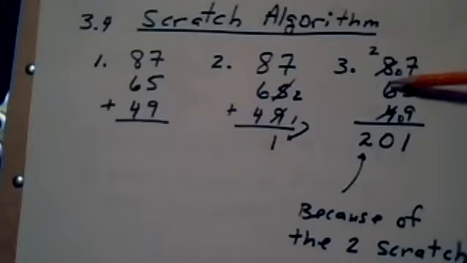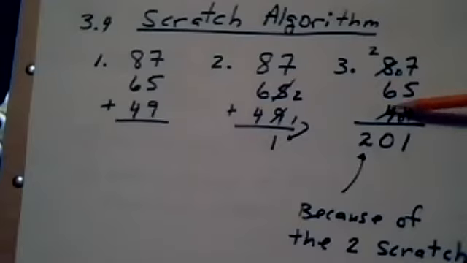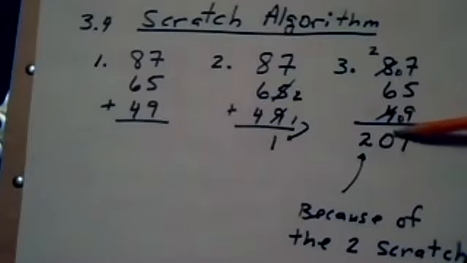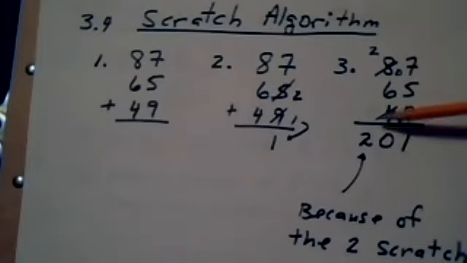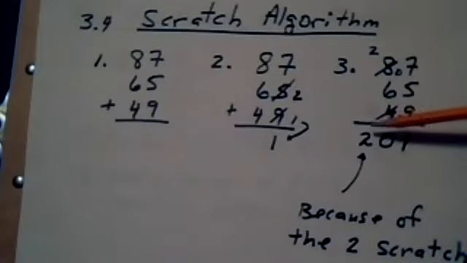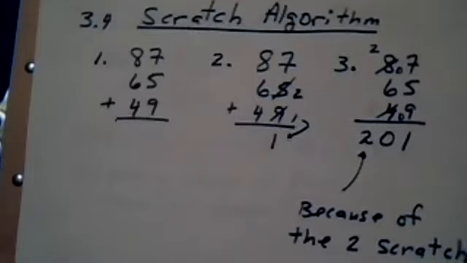So 0 plus 6 is 6. 6 plus 4, 10. Scratch, 0. So the 0, the last number down here, you drop it. Then count the scratches. There's 2 scratches. So they're pushed over, they're carried over. So the sum is 201.